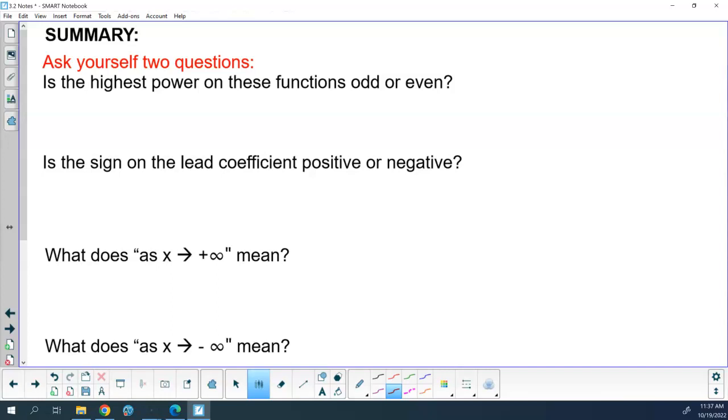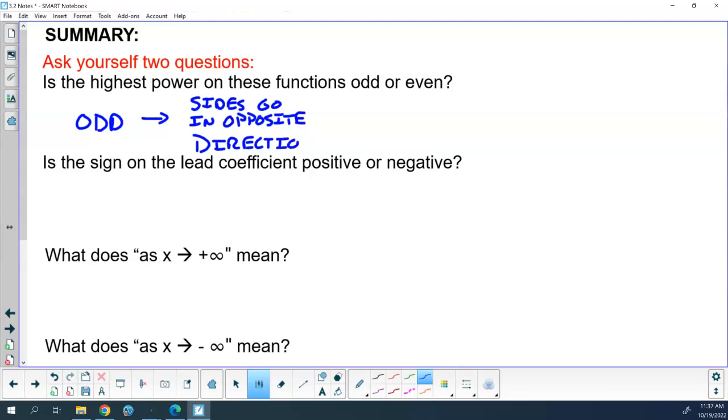If the degree is odd, then the sides go in opposite directions. If the degree is even, then they go in the same direction.